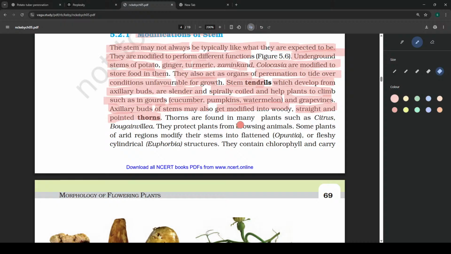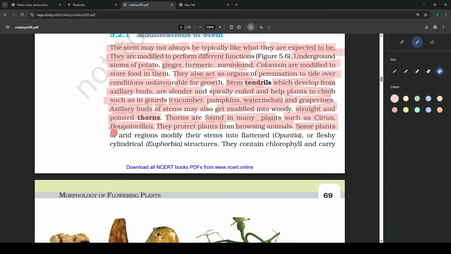Thorns we see in many plants. Thorns are found in many plants such as citrus and bougainvillea, and they protect plants from browsing animals. Basically, the thorns are for protection.